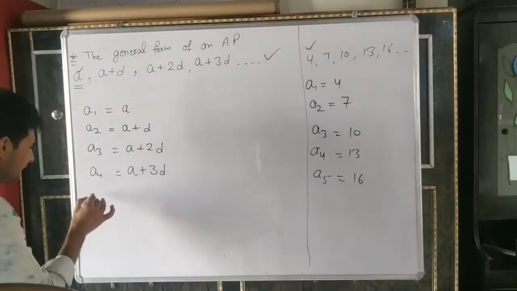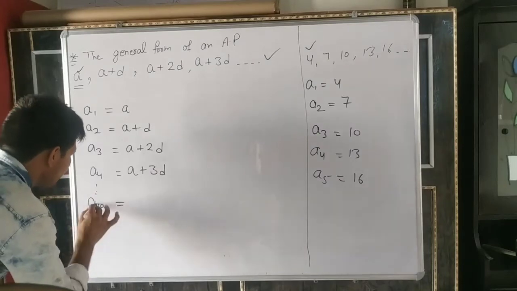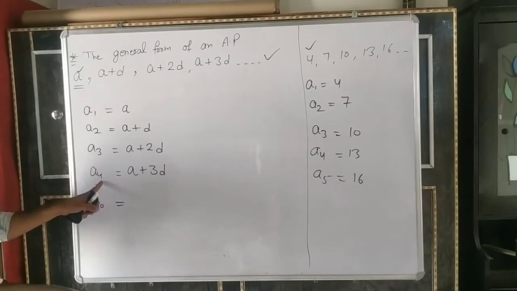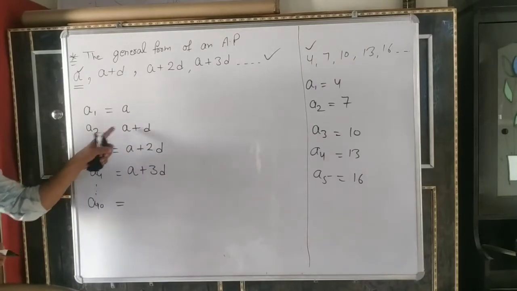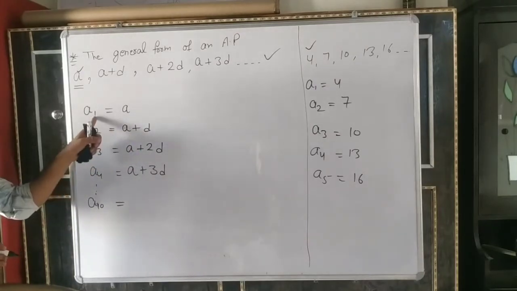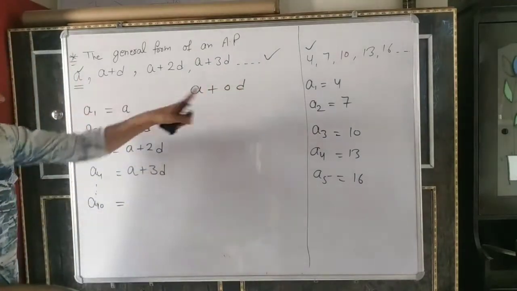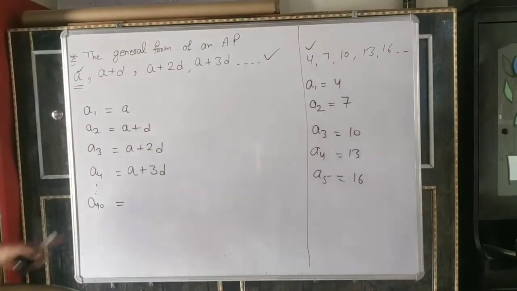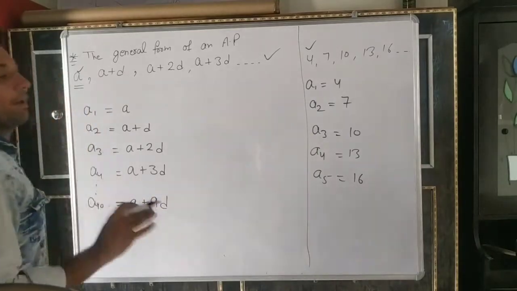If you want to find A10, we observe what A10 is. We observe that for A4, it is A plus 3D, 1 less. A3 is A plus 2D, 1 less. A2 is A plus 1D, and A1 is A plus 0D, 1 less. 0 into D is 0, and A. Understand here? Now A10 is A plus 9D. Same as it is, dear.